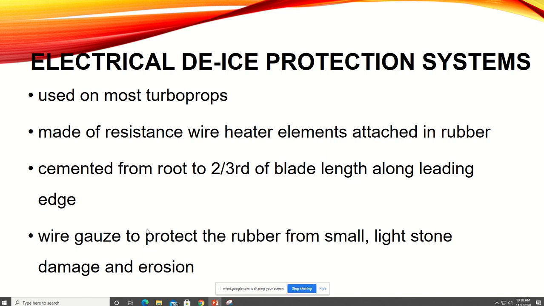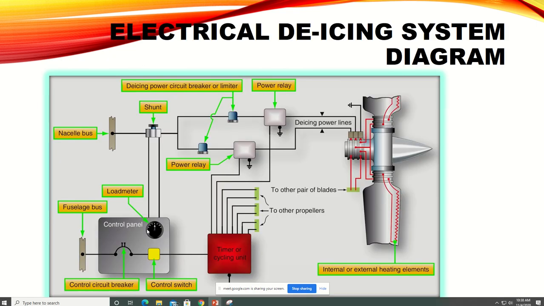Okay, next slide. Okay, these are the components involved. First, in the control panel here in the cockpit, you have the load meter, also called the ammeter. This is the bus, the electrical part, the bus system. Circuit breaker, you can see. That's why I asked you what those buttons are. There is 20M, 5M, that is the circuit breaker. Switch.